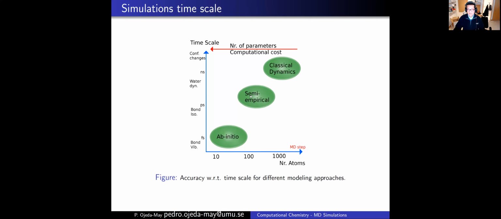We can find, for instance, semi-empirical methods for solving quantum mechanical systems, and this can achieve time scales on the order of picoseconds and even nanoseconds. So in the different time scales, we have bond vibrations, isomerizations, water dynamics, and conformational changes.